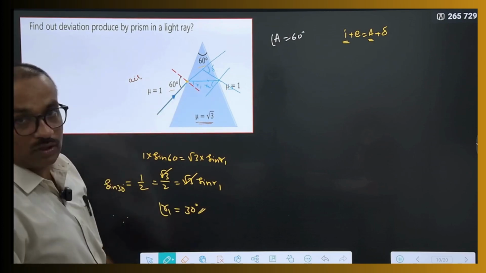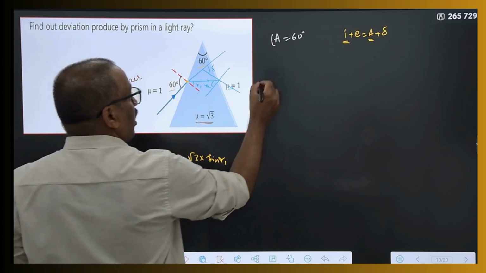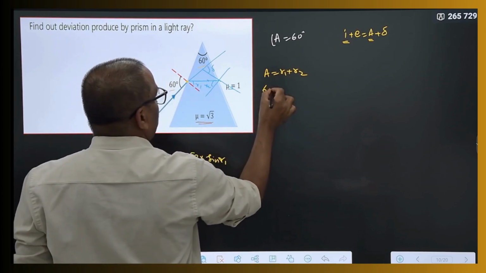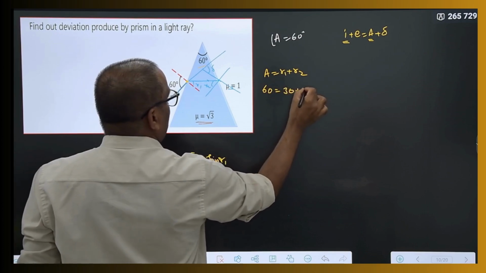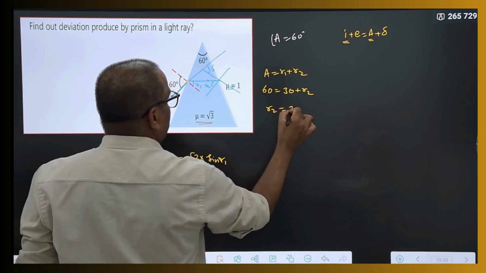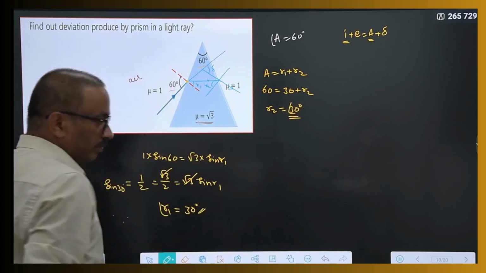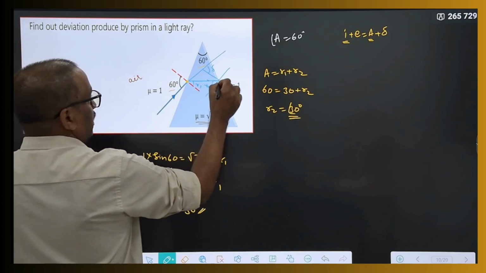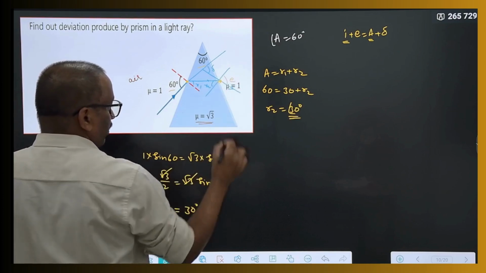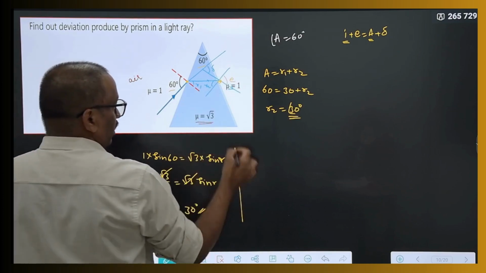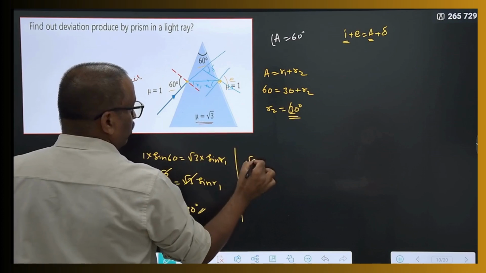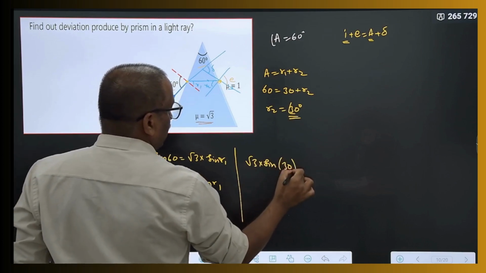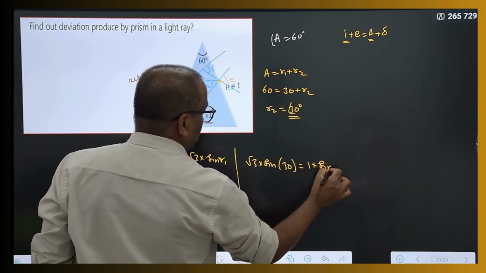But I don't know r2. To find that, what formula do we know? A is equal to r1 plus r2. A is given as 60 degrees, r1 is 30, so r2 should also be 30 degrees. Again we apply Snell's law so that we can get the angle of emergence. Traveling from the denser medium, root 3 into sin r2, that is sin 30, is equal to 1 into sin e.